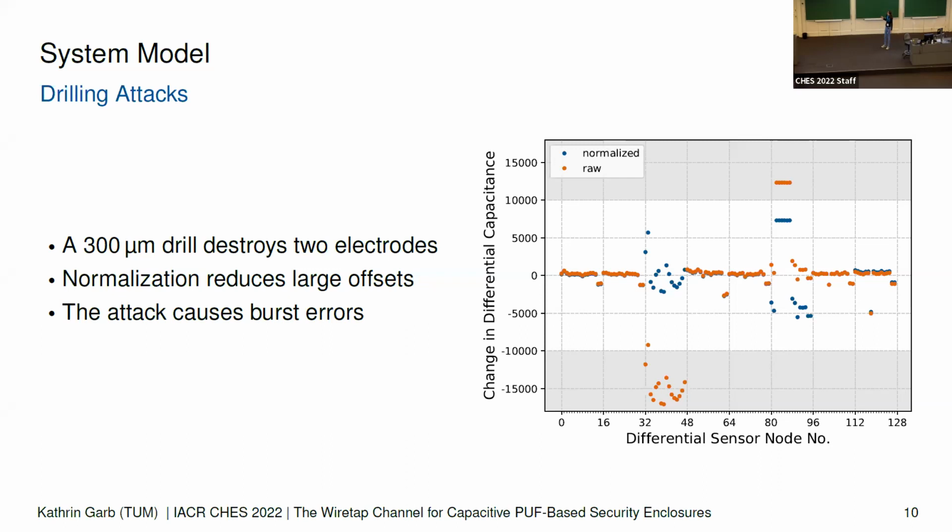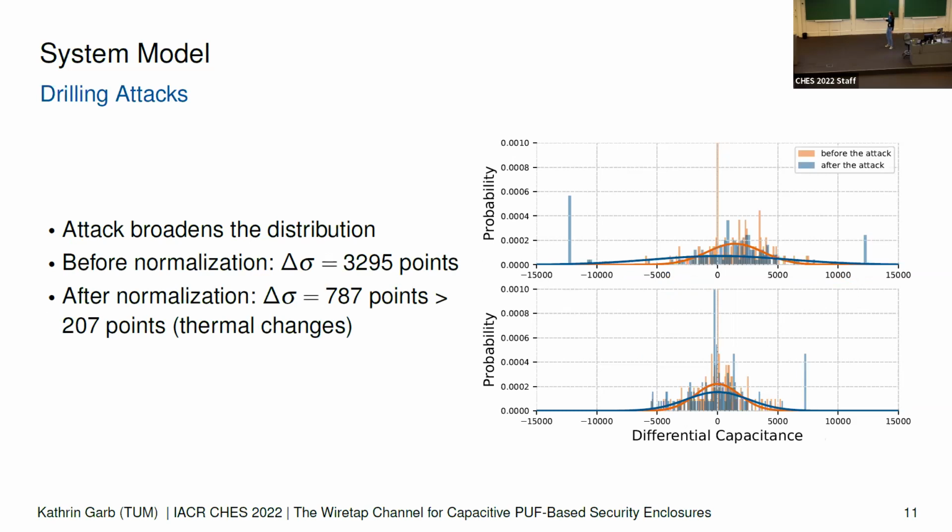And the normalization: the raw data is the orange one, and the normalized data is depicted in blue. The normalization will reduce these offsets, but it will not affect the burst errors as such. And what the attack also does is it broadens the distribution. Here you see the raw data on top, comparing before the attack to after the attack, and you also have the Gaussian fits. Below is the normalized data, and you see that the broadening of the distribution is reduced through the normalization.